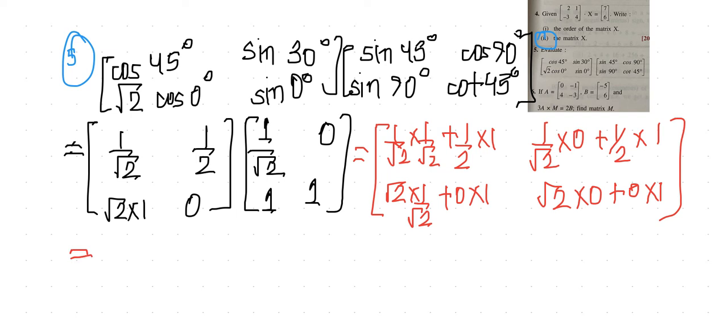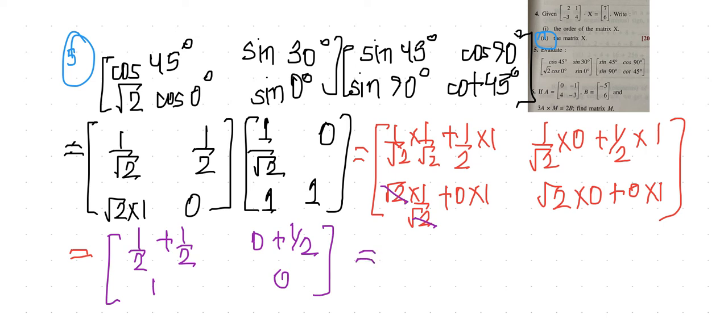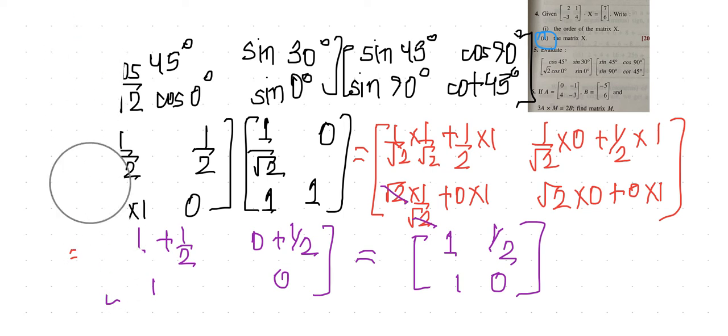Now look into this. How much is 1 upon root 2 into 1 upon root 2? This is equal to half plus half. 1 upon root 2 into 0 is 0. Okay. Plus half. Then this 2 gets cancelled. So 1 plus 0 is 1. And then here you are having root 2 into 0 is 0. Plus 0 into 1 is again 0. So how much are you getting, children? Half plus half is equal to 1. So this is 1, half, 1 and 0. So this is the matrix that you are getting. Okay. So this is the way sub question 5 has to be done. Moving on to question number 6, children.